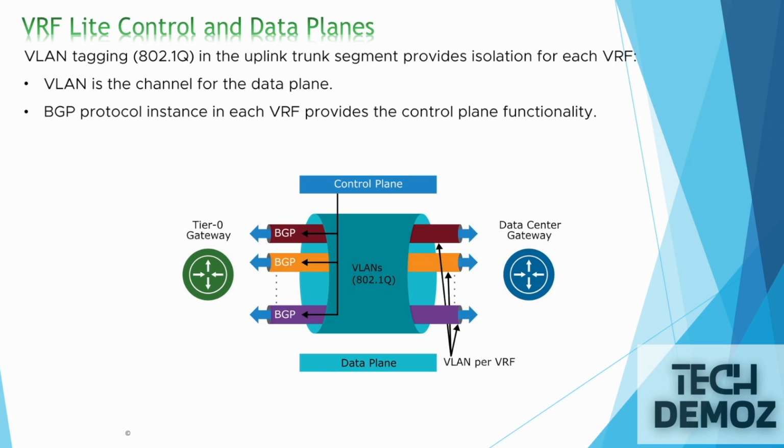If you look at this diagram, on the left we have the NSX environment, where each VRF BGP is linked toward the VLAN per VRF. For example, this is VRF red, this is VRF orange, and this is VRF purple. These are further linked with different VLANs, for example VLAN 1, VLAN 2, VLAN 3. And these are further connected to their data center. This is how that picture looks.